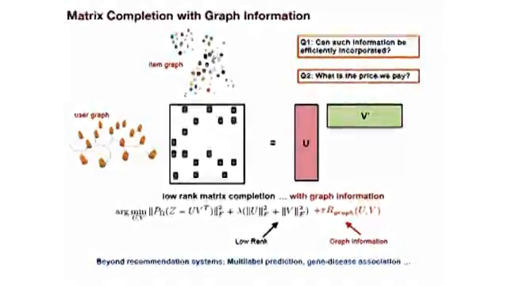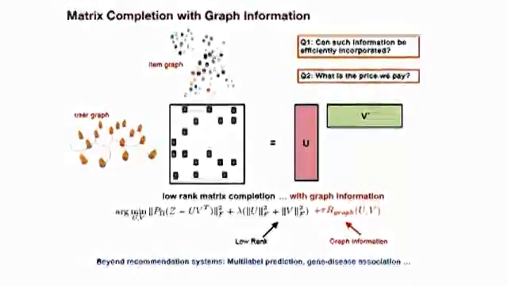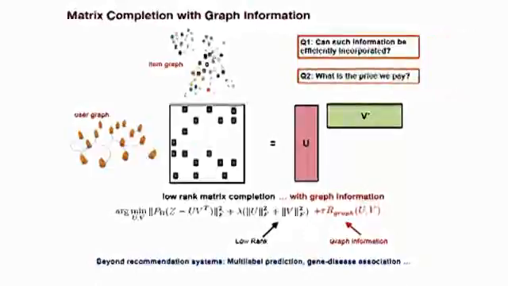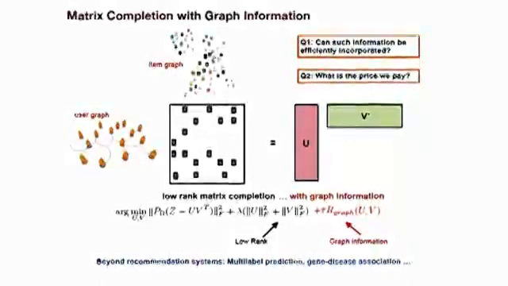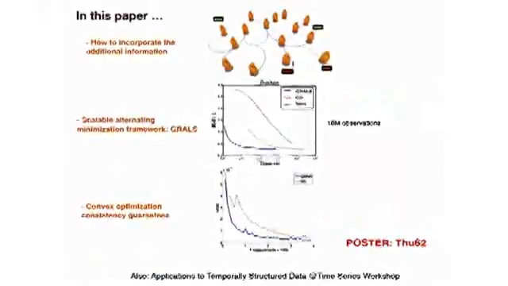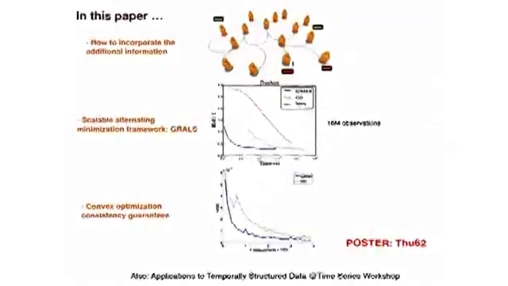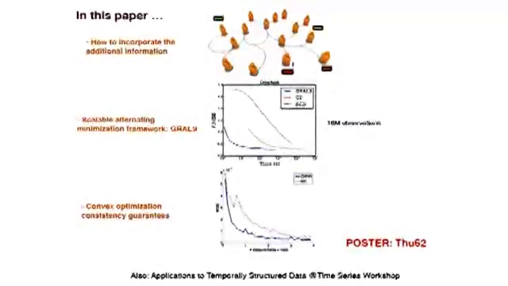And the question we want to answer is, how can we efficiently incorporate this additional graph information in making predictions in our scenario? And in doing so, what is the price we pay? What are the statistical and computational trade-offs that let us solve this problem? So in this paper, we first show that you can, in fact, incorporate this information in a fairly nice manner. We appeal to the notion of embedding objects on graphs and propose a nice regularization framework.